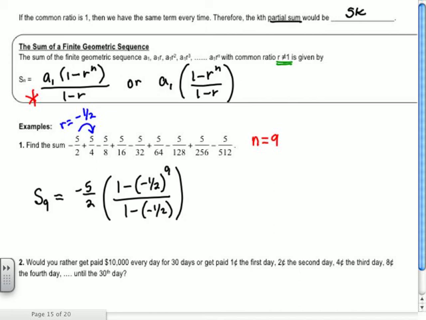It's a little tricky just because there's fractions, so some of you have fraction phobia and are freaking out. It's not too bad, though. We can use our calculator, so get your calculator out. I'm going to do 1 minus, parentheses, negative 1/2, raised to the 9. So I'm putting that in first.